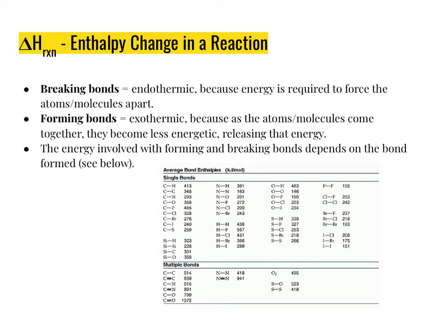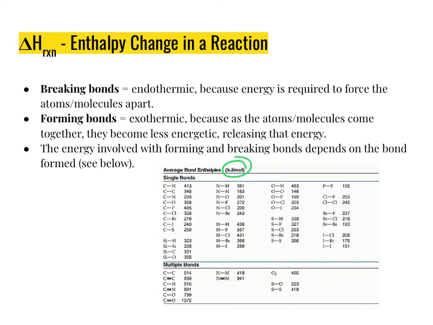Down here at the bottom, you'll see average bond enthalpies. Take note that this is in kilojoules per mole, because it's difficult for us to say, oh, 413 kilojoules were released, which means one carbon-hydrogen bond was formed. Well, no, not really. We measure most things in moles in chemistry. So this is saying that if I make a mole of carbon-hydrogen bonds, I release 413 kilojoules. Otherwise, it's such a small value that it's difficult to measure just one bond forming.